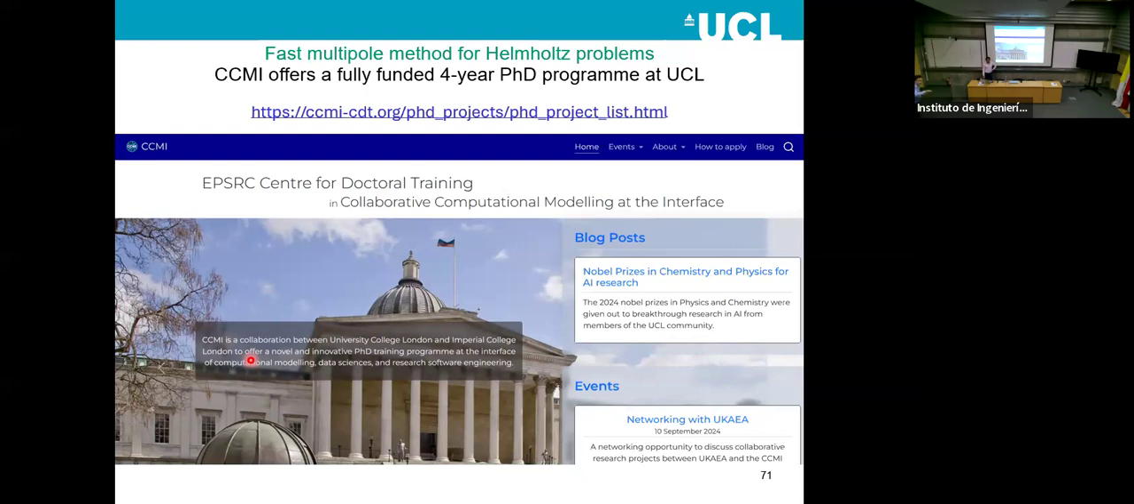Is the whole library running on Python, or is there some Fortran or C++ code? Yeah, there's some C++ code in there as well. There's some Python code, but the number crunching is in C++.